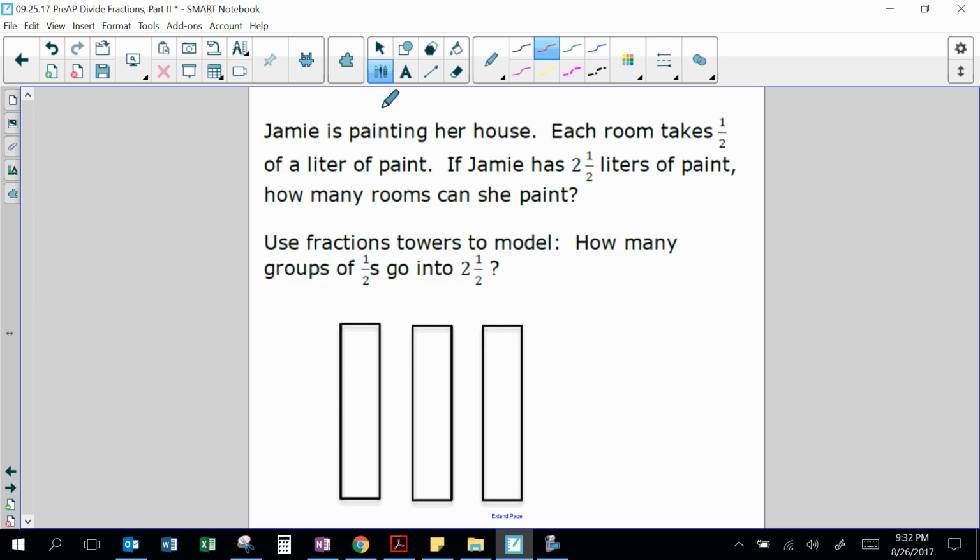Jamie is painting her house. Each room takes half a liter of paint. If Jamie has 2.5 liters of paint, how many rooms can she paint? Use fraction towers to model. How many groups of 1/2s go into 2 and 1/2?